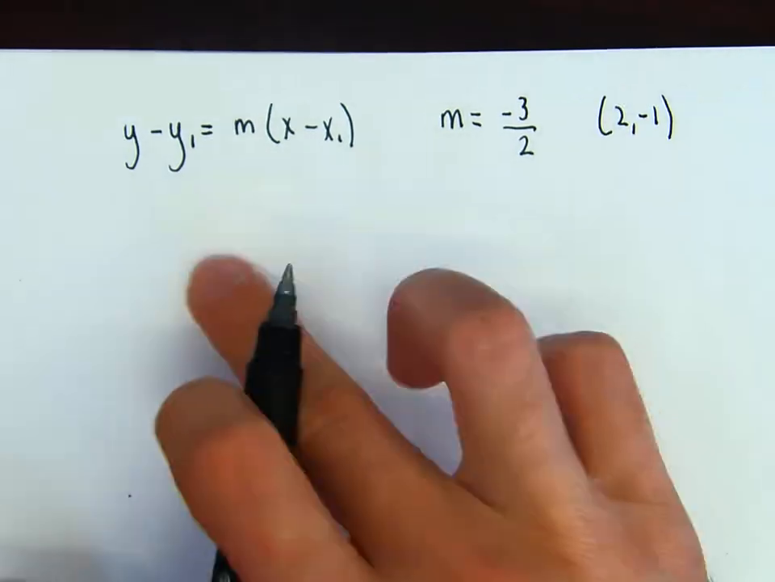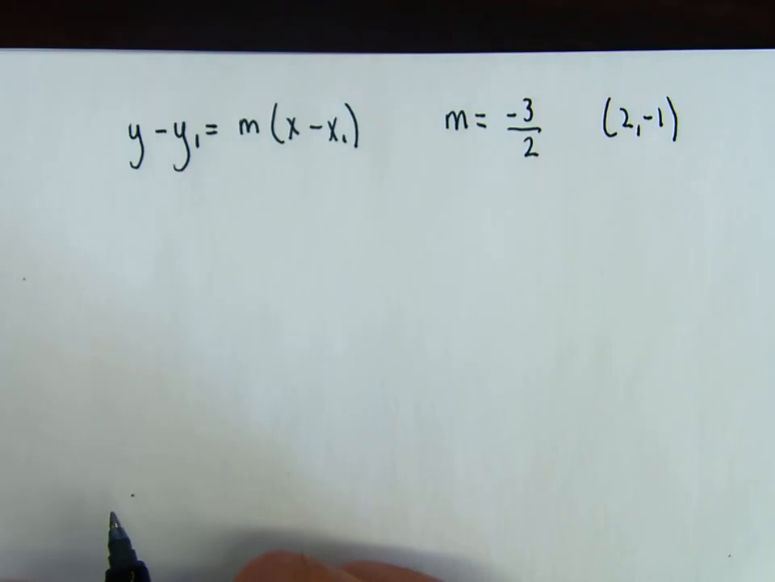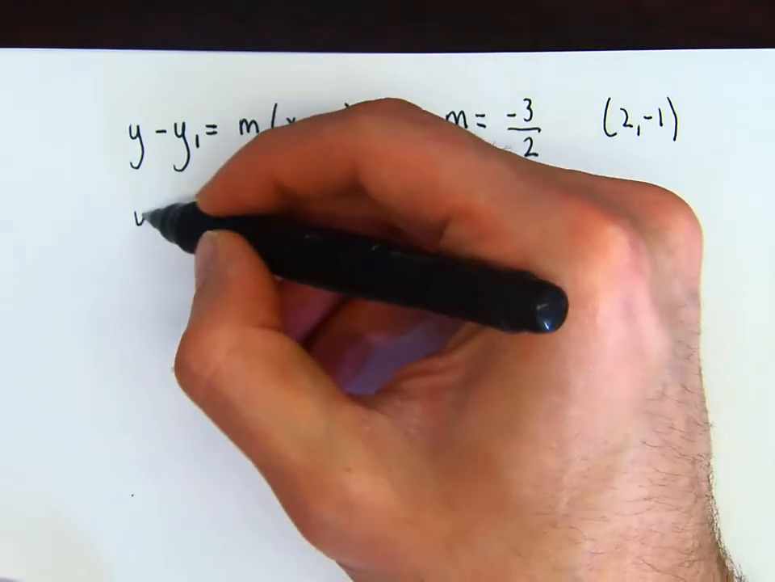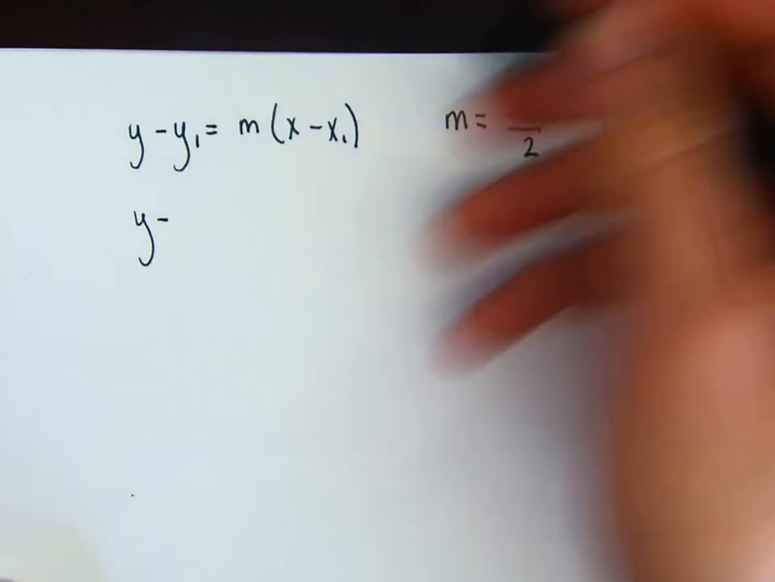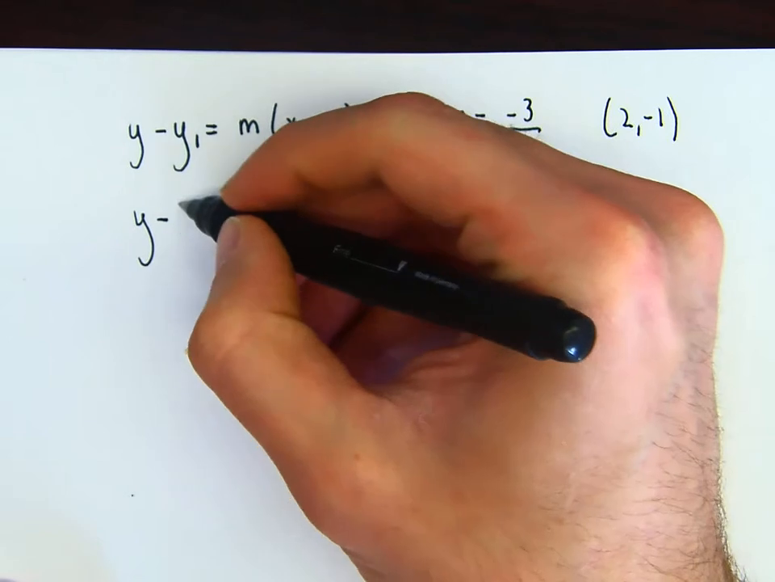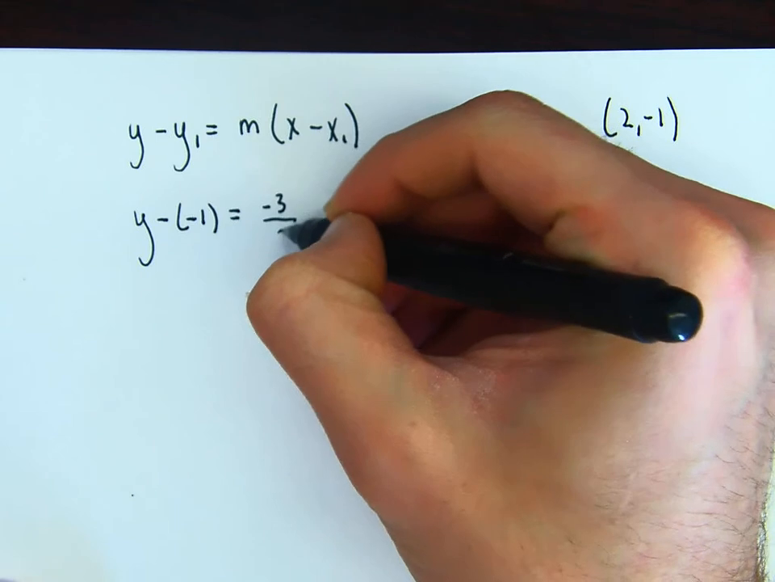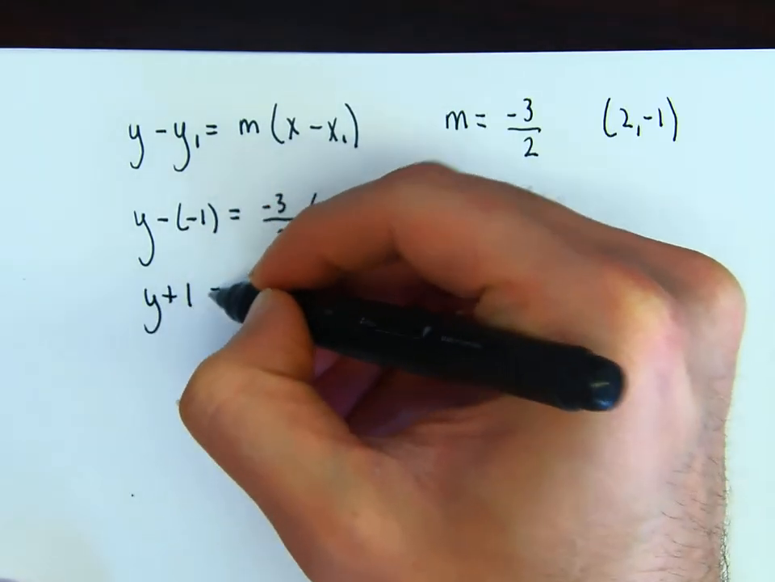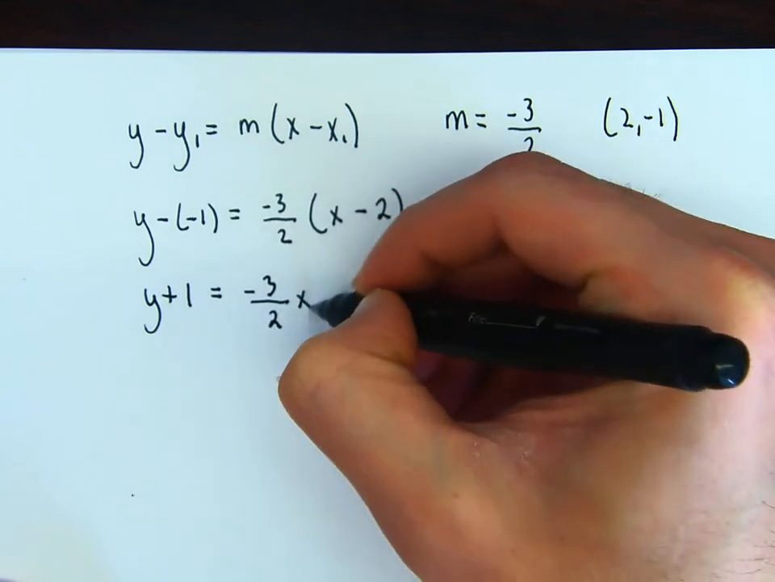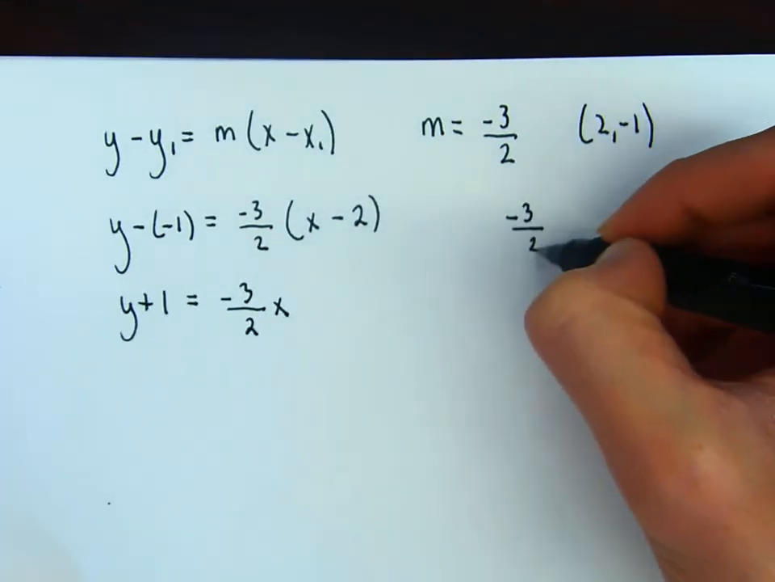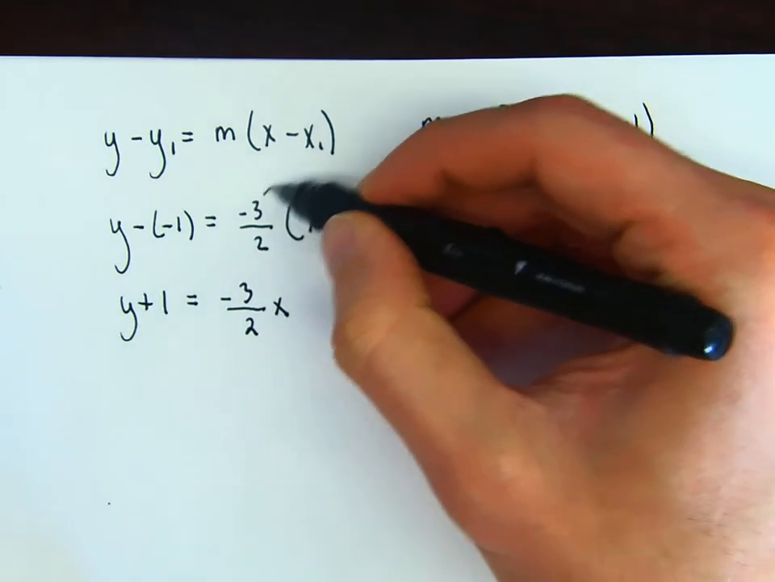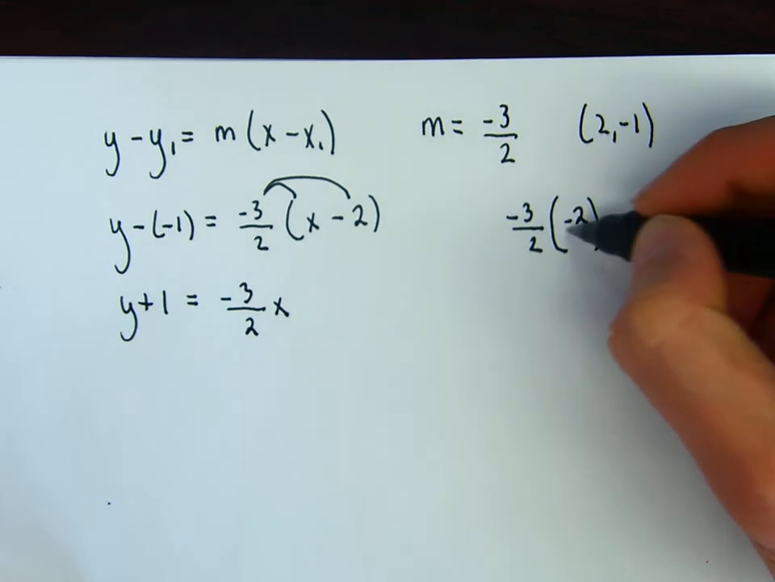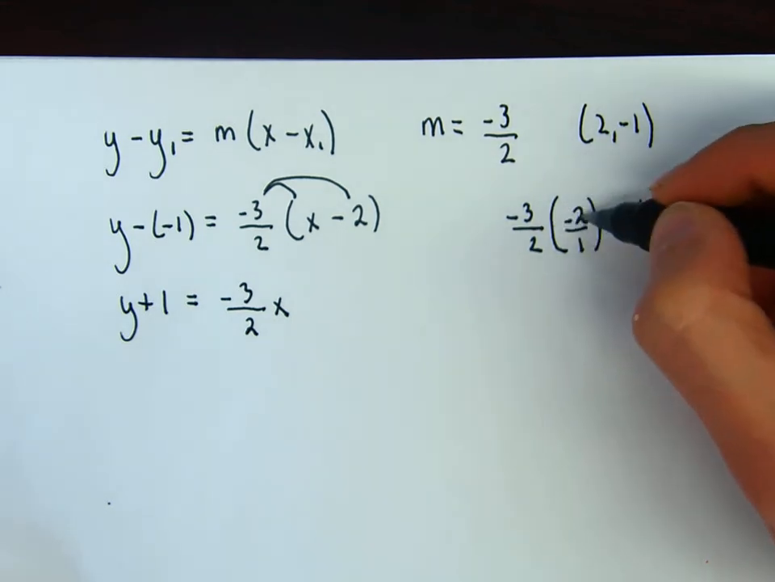Pause the video, try and create the equation of the line. Let's say you pause the video and you want to see it: y minus negative 1 equals negative 3 over 2 times x minus 2. So y plus 1 equals negative 3 over 2 times x. And then what is negative 3 over 2? Because we're doing this times this, and we're also doing this times this. What is negative 3 times negative 2? Put this over 1. This is 6. Negative 3 times negative 2 is 6.